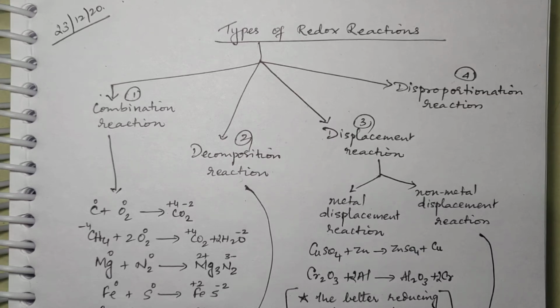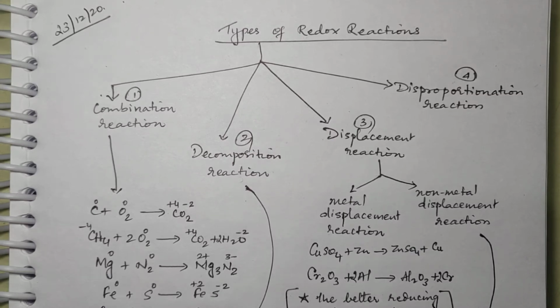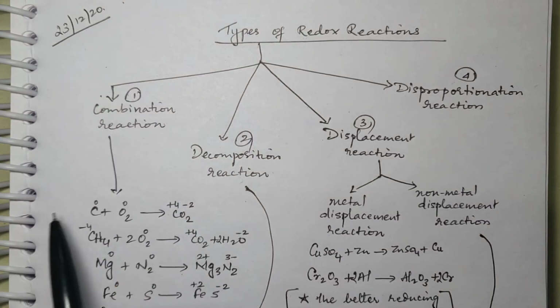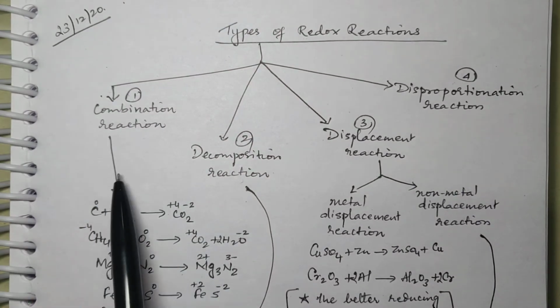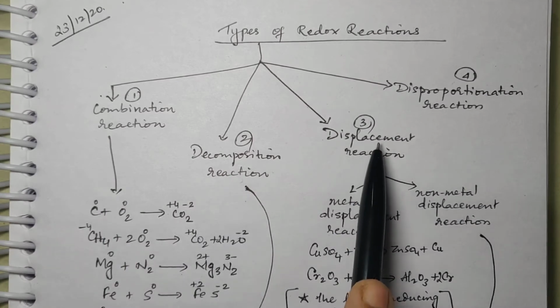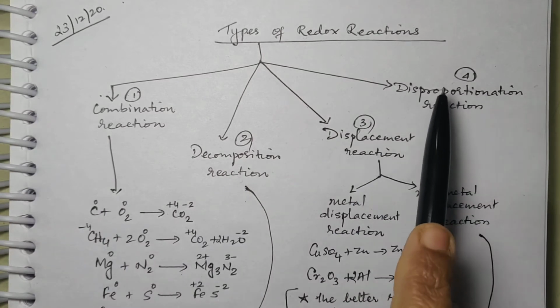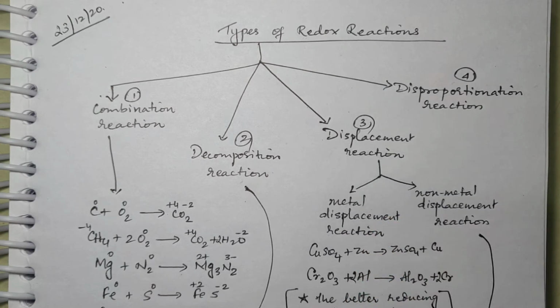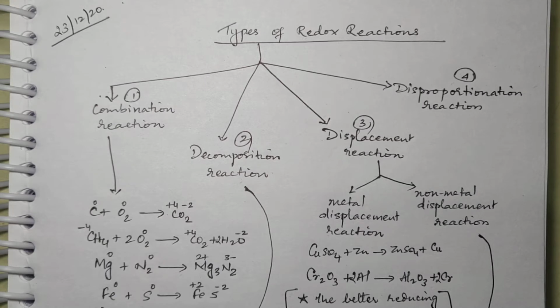Yes, children. So in today's class, let us see the different types of redox reactions. Okay. Now, what are the different types of redox reactions? See, combination reaction. You know what is combination reaction? You have studied in 10th class, right? Decomposition reaction, displacement reaction, and disproportionation reaction. Regarding this disproportionation, I told you today. Okay. Now, let us see various examples and see how they are also redox reactions.